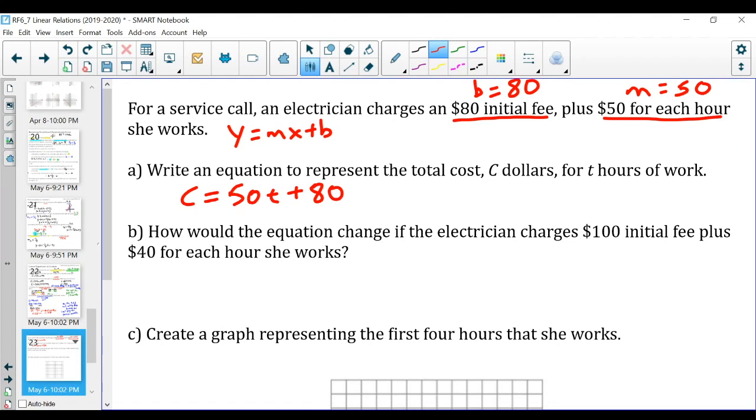Essentially, if you want to get this electrician to come out to your place, it's going to cost you $80 up front before she even does a single thing, and then $50 an hour thereafter. How would the equation change if the electrician charges $100 as her initial fee plus $40? Again, this initial fee is just your b value, so in this case b would be 100 and m would instead be 40, and we'd end up with c is equal to 40t plus 100.